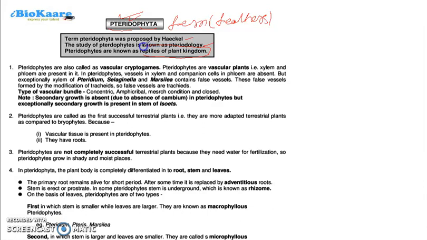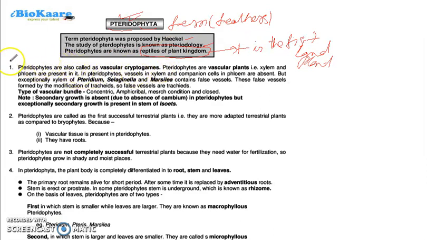They are called the reptiles of the plant kingdom because it is the first land plant. So we call them reptiles of the plant kingdom.